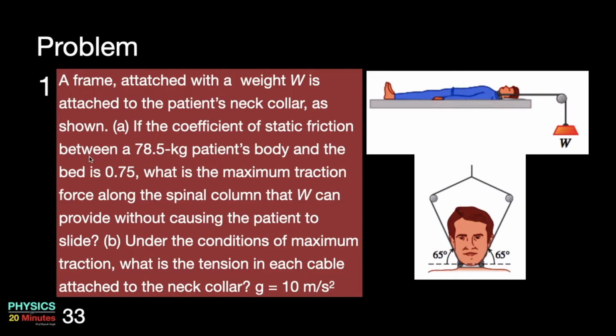If the coefficient of static friction between the 78.5 kg patient's body and the bed is 0.75, what is the maximum traction force along the spinal column that the weight can provide without causing the patient to slide? Under the condition of maximum traction, what is the tension in each cable attached to the neck collar?